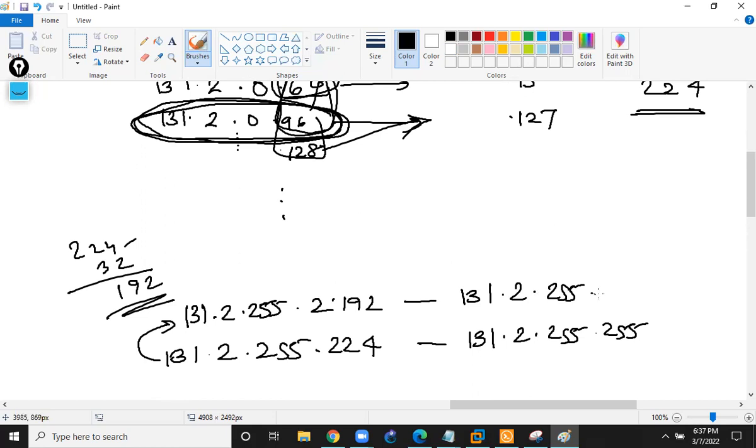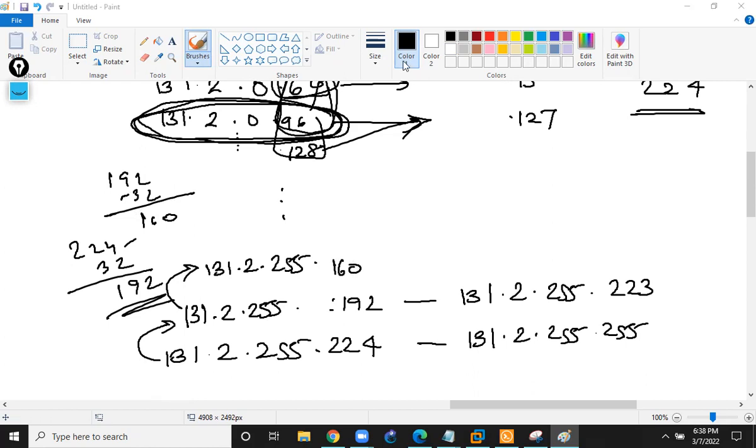131.2.255. Okay, so this is, we don't have 2 here. Okay, so 155.225.223. Okay, now what will be this one? 192 minus 32 will be 160. Okay, that will be 160. Yes. Now, what will be the broadcast? 131.2.255.191. Very good. Getting it?